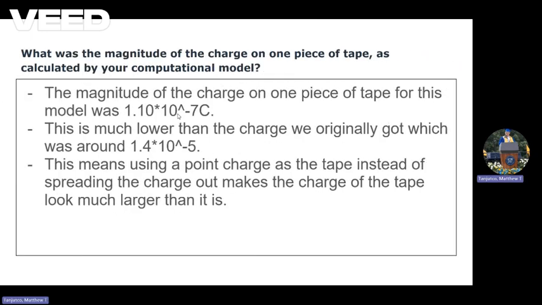The magnitude of the charge on one piece of tape for this model was 1.10 times 10 to the negative 7 C. That's what we calculated in this model, which is more accurate than what we got in the last model in Lab 1, which was around 1.4 times 10 to the negative 5 C. This means that using a point charge increases our estimate and makes it less accurate than using a more spread out charge.